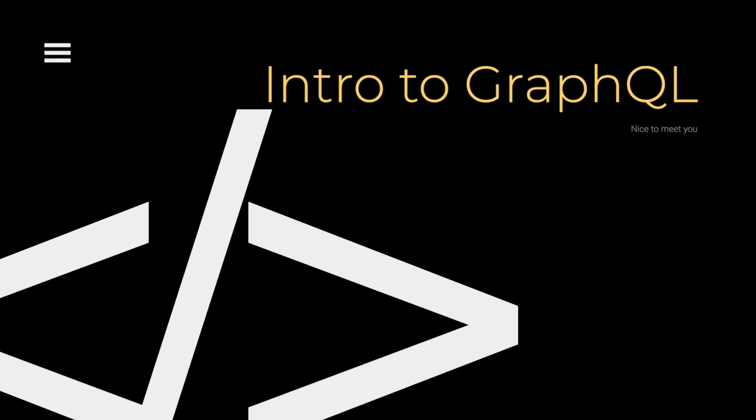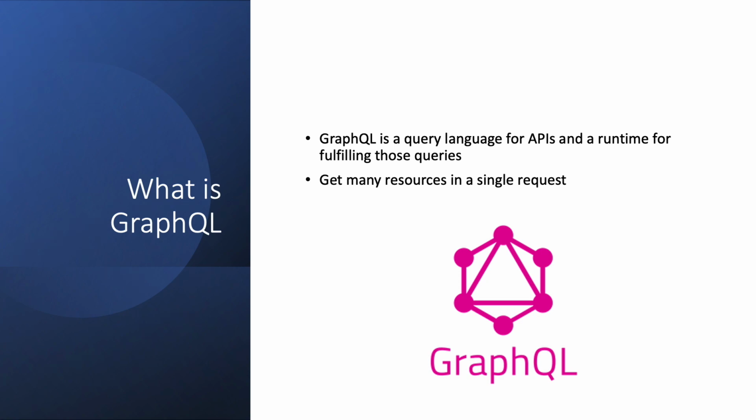GraphQL is a query language for APIs and a runtime for fulfilling those queries with existing data. GraphQL provides a complete and understandable description of the data in your API. It also gives the client the power to ask for anything they want, or basically any format of the data they want, and the API will return it back to them.